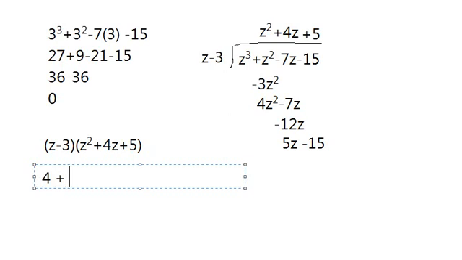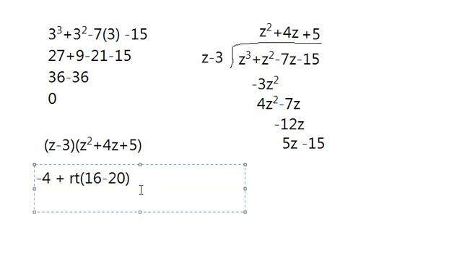the root of b squared, which is 16, minus 4 times 5 times 1, which is 20, and here we have an imaginary number. So if you plot the graph, this cubic only crosses the x-axis once, at z equals 3. The other two won't touch. And all over 2a, which is 1, so 2 times 1 is 2.